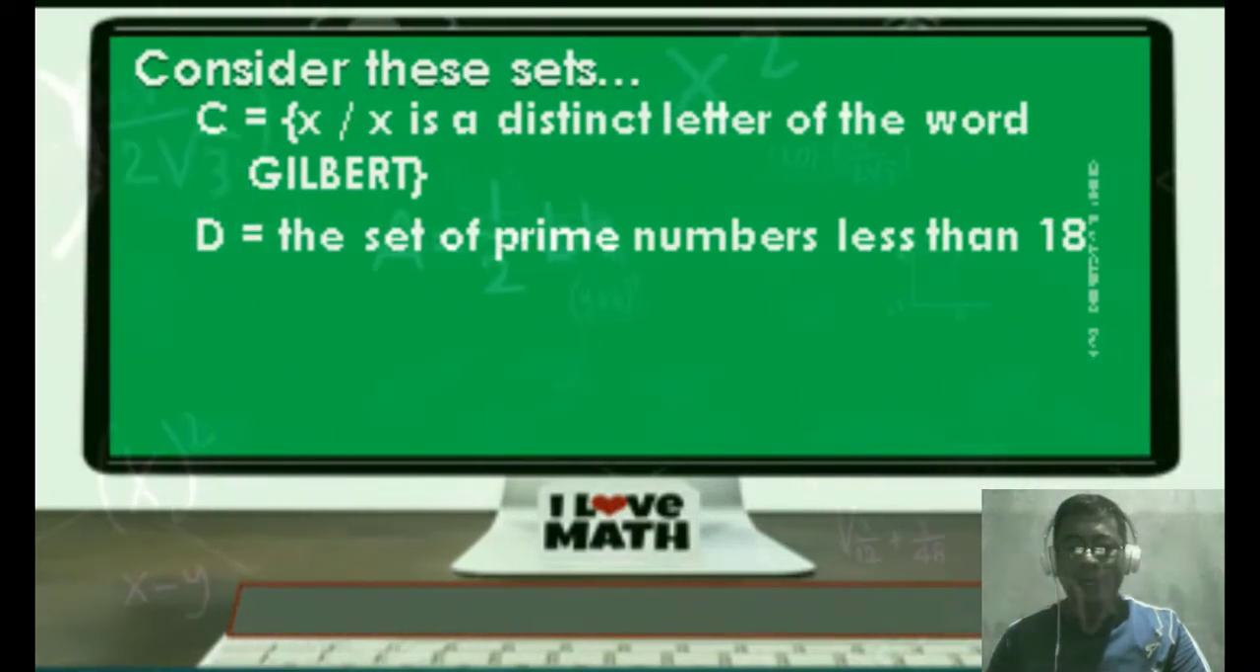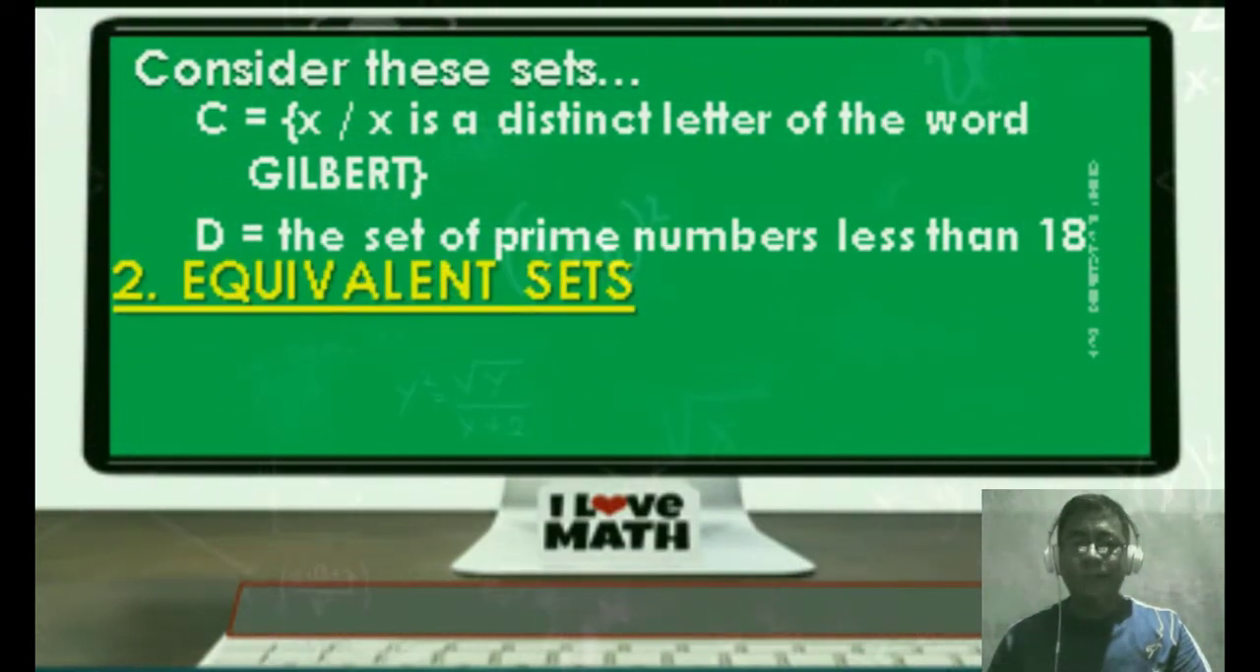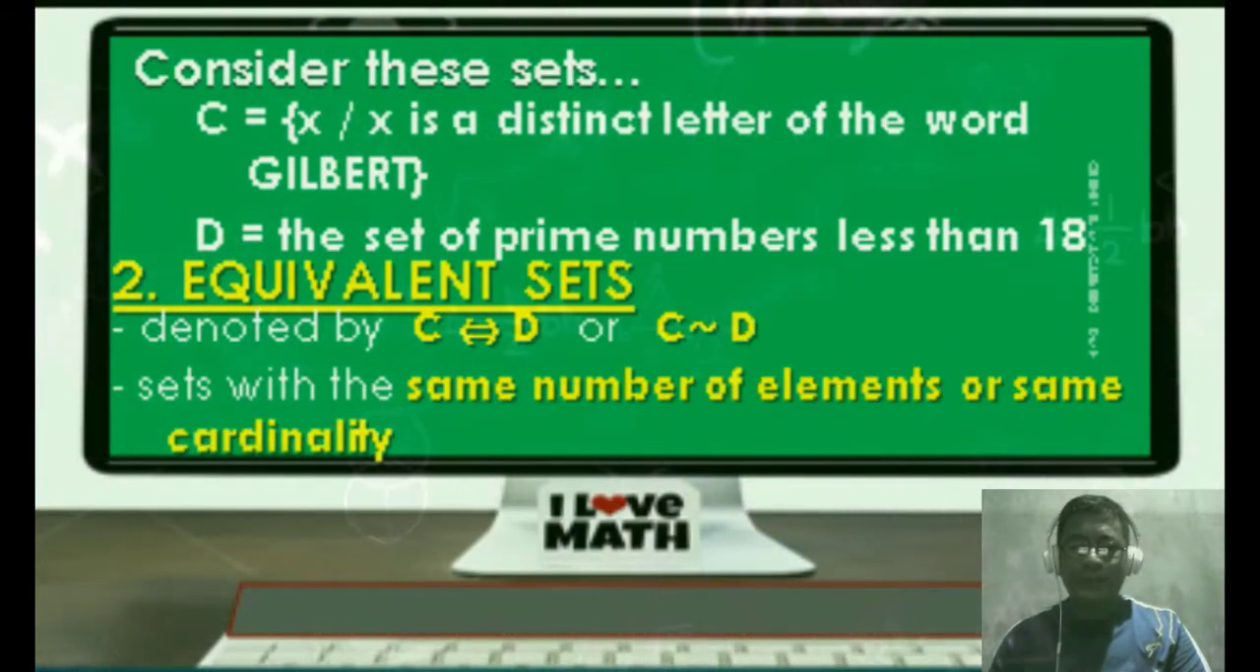This is simply an example of equivalent sets. When we talk about equivalent sets, it is denoted by C ↔ D, or C is equivalent to D. This is a pair of sets with the same number of elements, or the same cardinality.